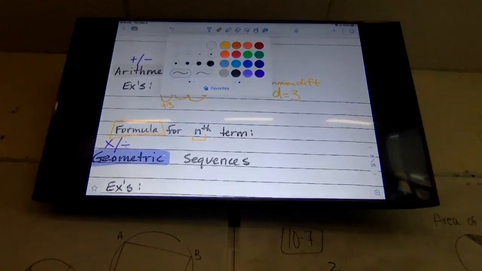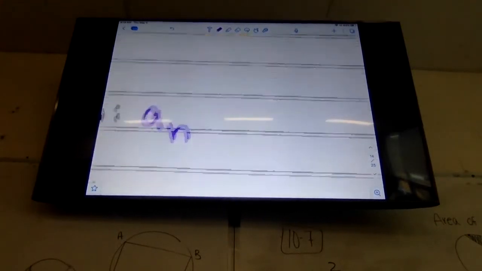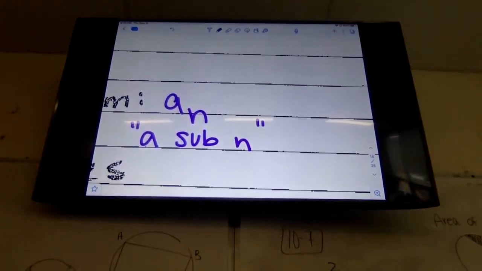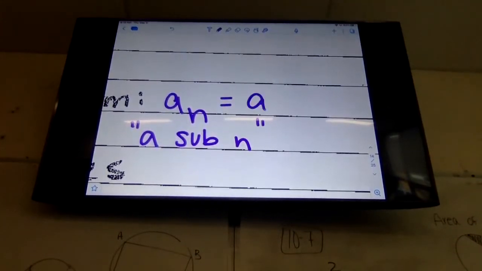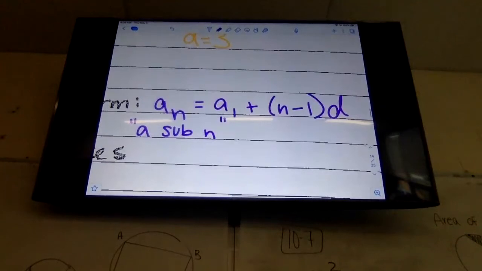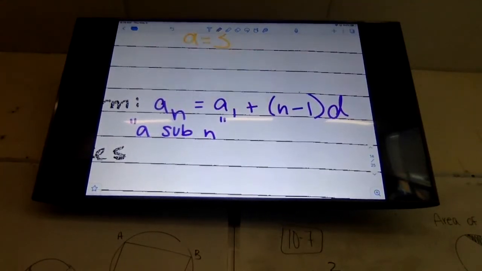Okay, that formula looks like this. It goes A sub n. What I'm physically saying is A sub, like a subscript n. It kind of sounds like a different language if you don't really know what I'm saying. So A sub n equals A sub 1 plus n minus 1 times D. Those are probably things that you haven't seen or haven't heard of before.